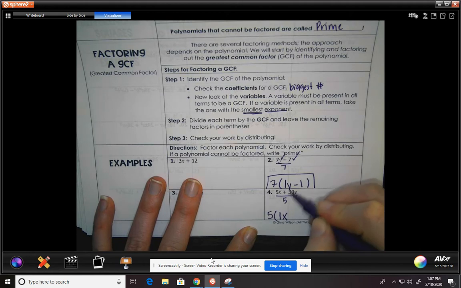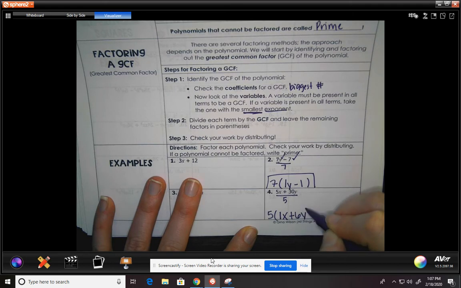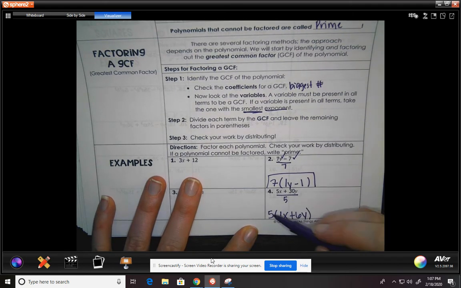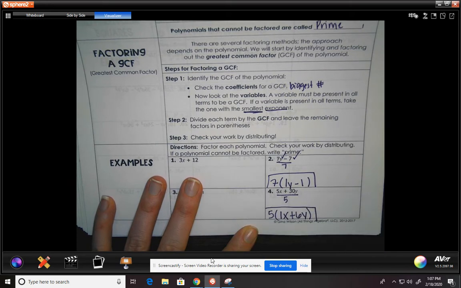And then 30 divided by 5 is positive 6, and I didn't take a y out, so I keep the y. So now if I were to distribute this, 5 times 1x is 5x, and 5 times 6y, that would be 30, and keep the y, so this would be my answer. Flipping to the back for more examples.